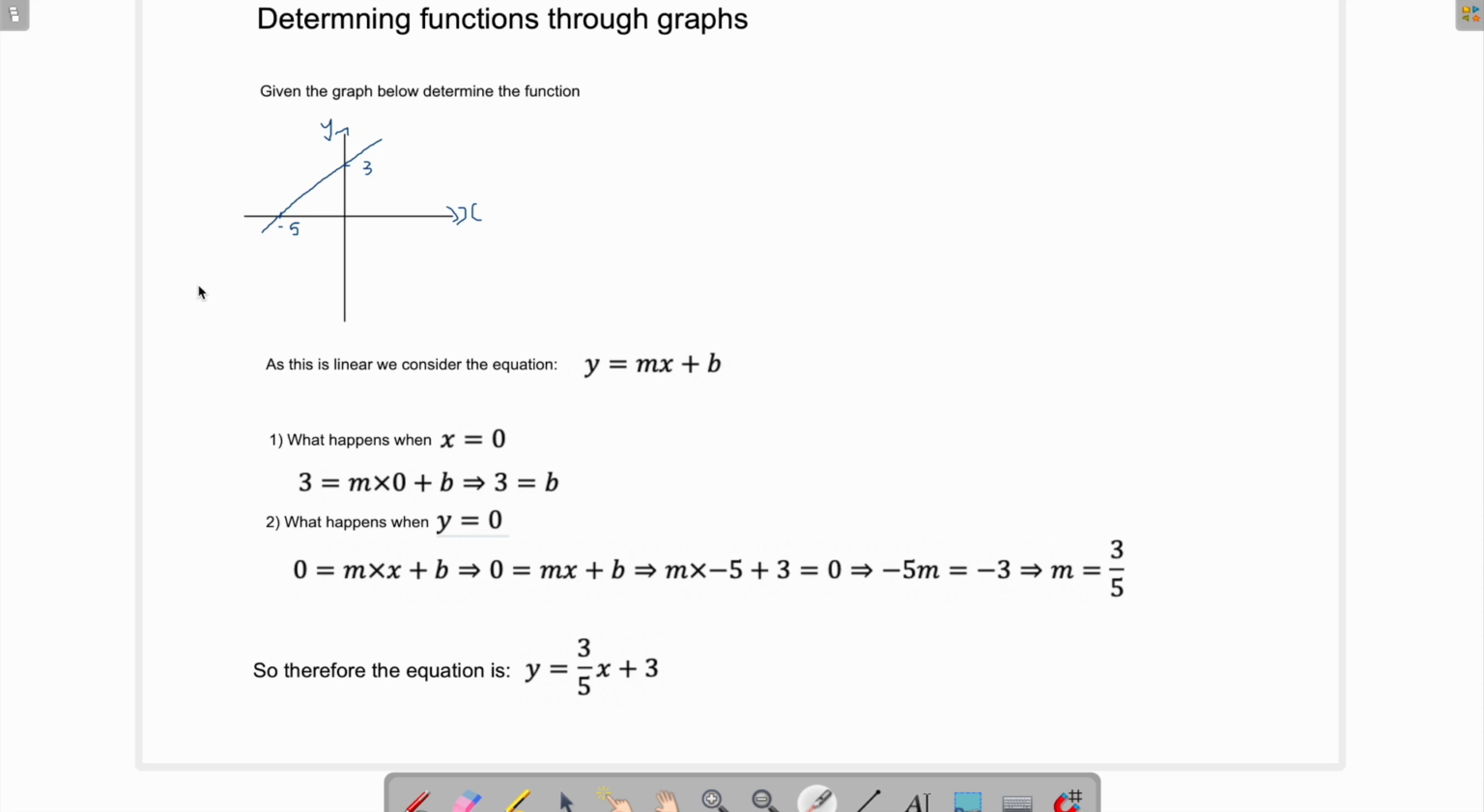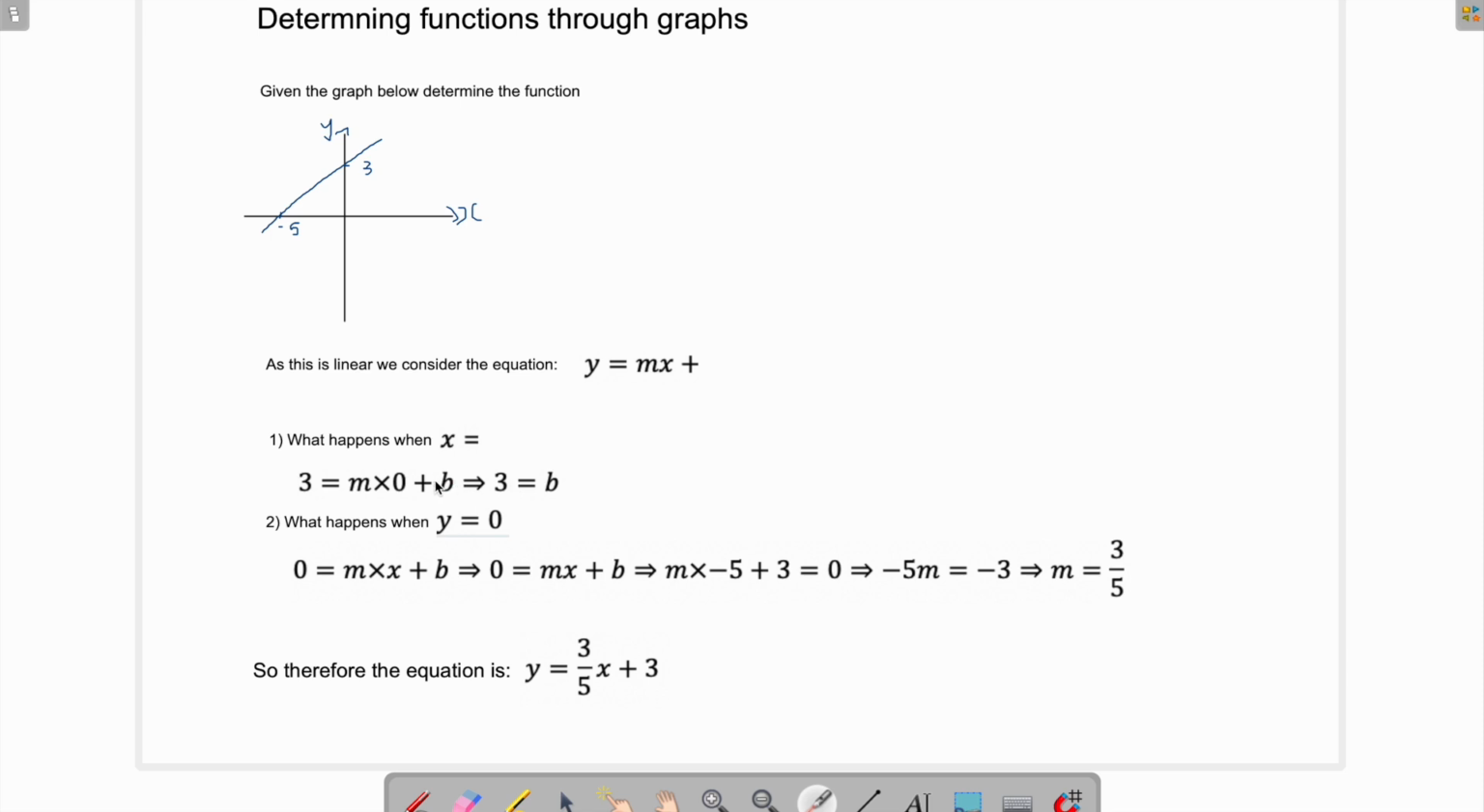So what is the y-intercept? The y-intercept is the point where the line crosses the y-axis, and in this case, it is +3. The x-intercept is the point where the line crosses the x-axis, and as we can see here, it is -5. So in order to determine our function, y equals mx plus b, we consider two situations. What happens when x is equal to 0? So when x is equal to 0, we have the y-intercept, 3 equals m times 0 plus b.